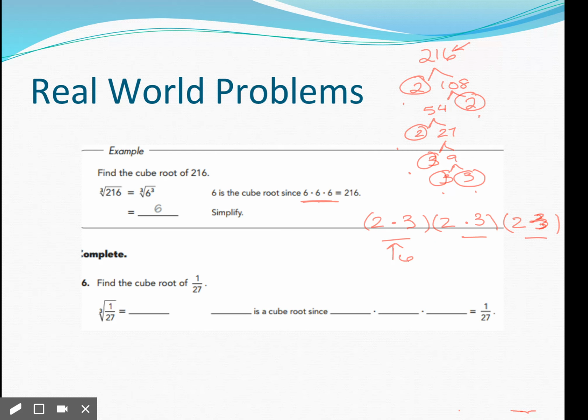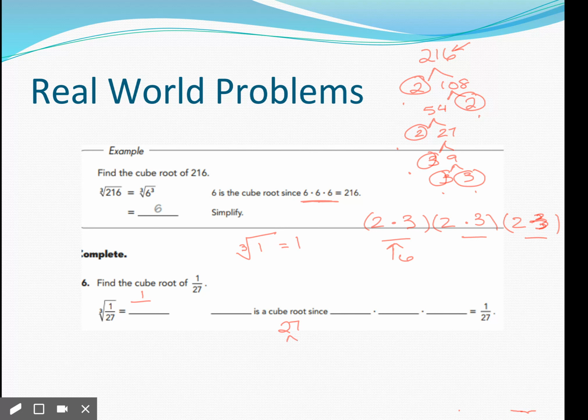What if you have an example like you do in number 6? Find the cube root of 1/27. Well, you would need to find the cube root of both the numerator and the denominator. But we know the cube root of 1 is going to be 1. So that's easy. So let's just find the cube root of 27. I'll write that 1 up there to start.